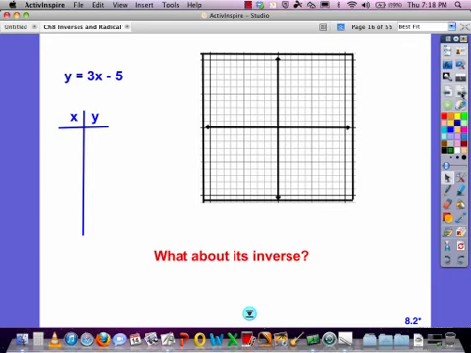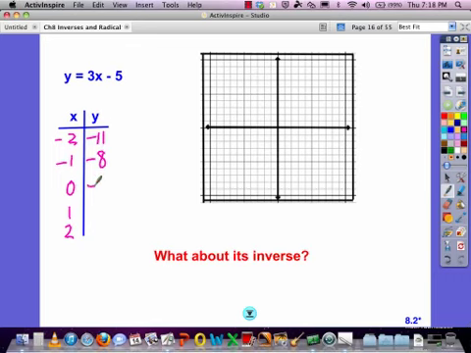So as an example, we always work on putting some positives, some negatives, and some zeros. So pick a few, and if we just stay nice and small, negative 2, negative 1, 0, 1, and 2, we put them in. Put a negative 2 in, times it by 3, that's negative 6. Subtract 5, we get negative 11. Negative 1 goes in. 3 times negative 1 is negative 3. Negative 3 subtract 5 is negative 8. 0 times 3 is 0.